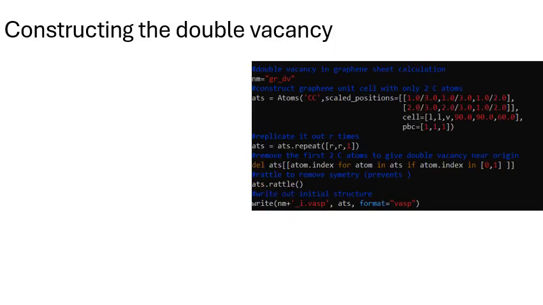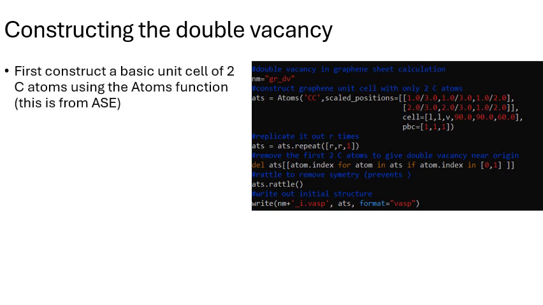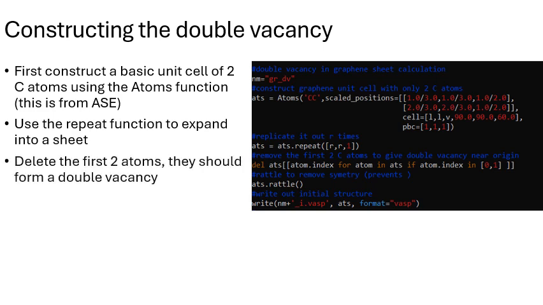So first, let's construct the double vacancy structure. We construct a simple unit cell of 2 carbon atoms using the atoms function within ASE. We repeat this out. In our case, I think it is 5 by 5. We then use the delete atoms function to delete 2 of the atoms, the first 2 atoms in this.